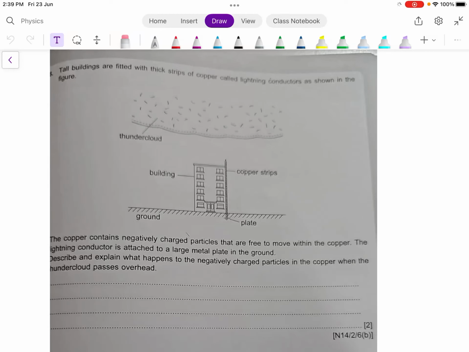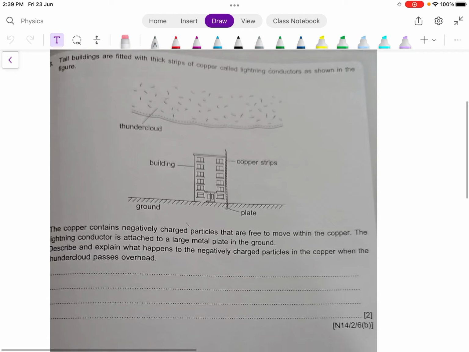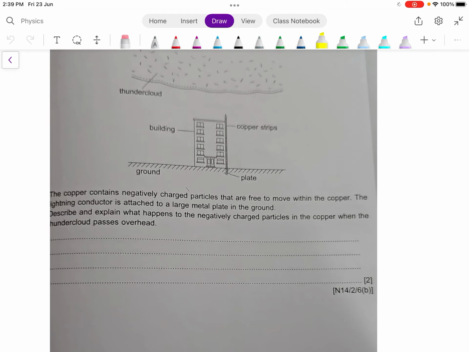Alright, so let's go through these electrostatic questions. If this tall building is fitted with a thick strip of copper, known as a lightning conductor, the copper contains negatively charged particles. These negatively charged particles are known as electrons, and of course are free to move within the copper. Describe and explain what happens to the negatively charged particles in the copper when the thundercloud passes overhead.